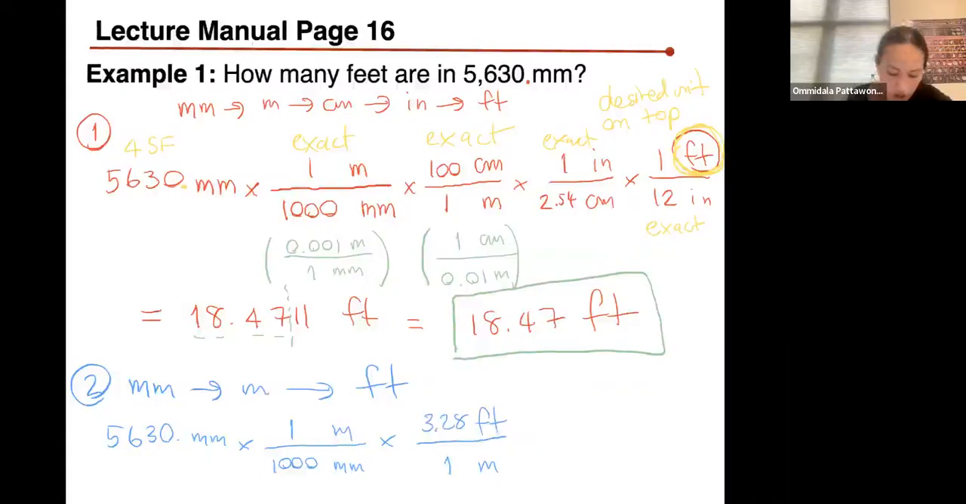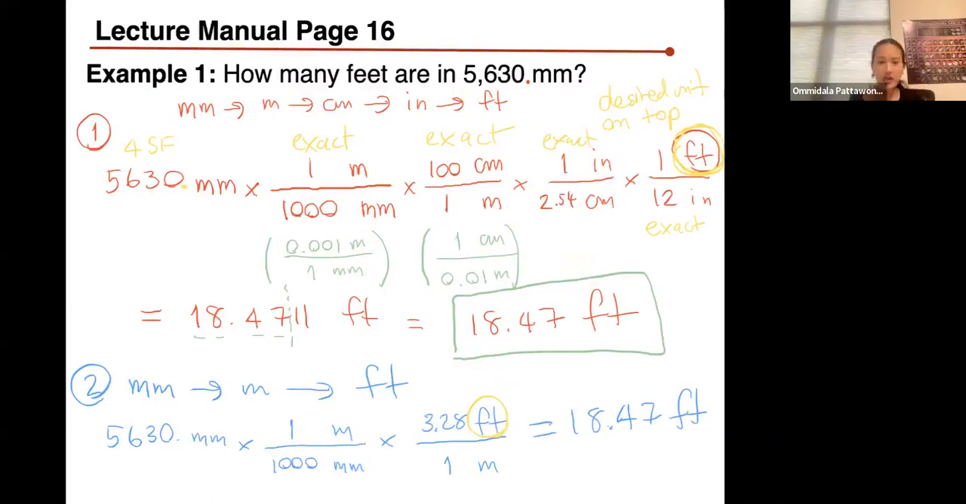And again, if you check your final answer, you probably notice that the feet now is on top. That's exactly what we want, right? It has to be part of the numerator. So therefore, if you do this, you are going to get 18.47 also. Okay, so it's going to give you an identical answer. You might ask me, hey, why do you show me both routes?